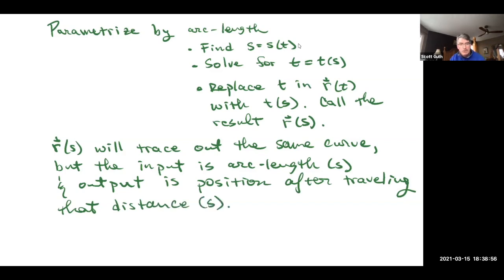Okay, so you're inputting an arc length and it's outputting a position, and there's no time. That kind of removes all of the considerations. If there's time, then you think about velocity and acceleration. And that removes all of those considerations.